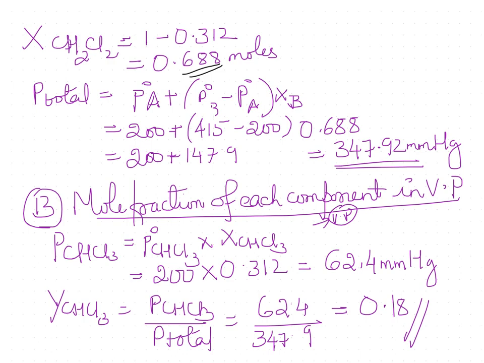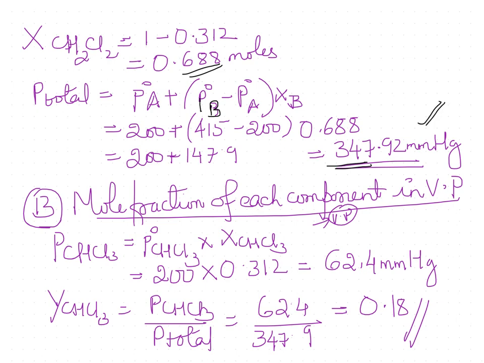Now, in the last video, I had taken that if you want to find P total in terms of XB, you can use this equation: P total is equal to P0A plus P0B minus P0A into XB. So that is 200 plus 415 minus 200 into 0.688. I have always told you that A is the solvent and B is the solute. So we are getting 200 plus 147.9, which is 347.92 mmHg. Is it clear? So this was the first part.